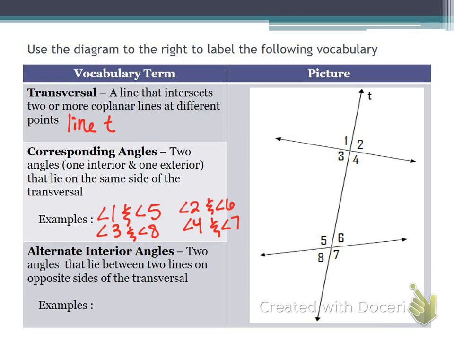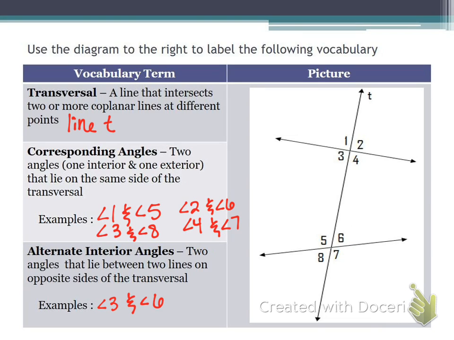So let's talk about what our options are. If we're in between the two lines, we're only looking at angles 3, 4, 5, and 6, right? So if I'm working with 3, I have to go to the other side, so that eliminates 5. But 3 and 4 are both on the same line intersection. We need one of them to be from the other intersection. So it has to be 3 and 6.